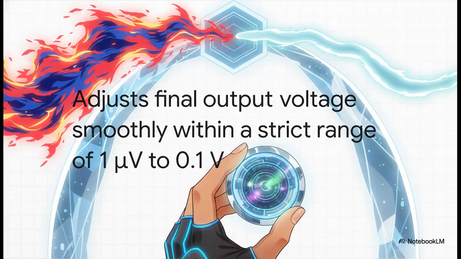Now, after our amplified, beautifully clean signal is ready, we reach the final stage, and that's the attenuator. It adjusts the final output voltage incredibly smoothly, and it does this within a very strict, tiny range, from just 1 microvolt up to 0.1 volts. You see, when you're testing really delicate electronics, hitting a sensitive circuit with too much voltage will instantly fry it. The attenuator provides that ultimate, safe, fine-tuning control.